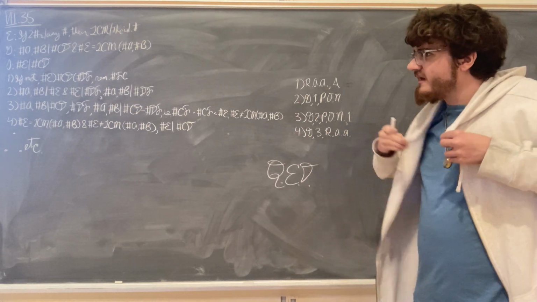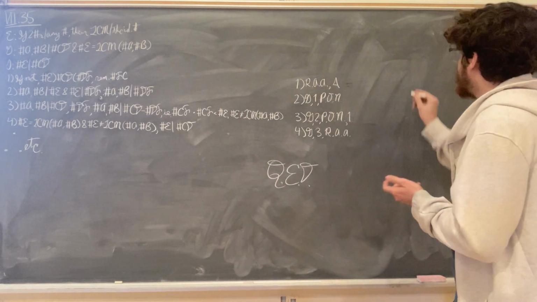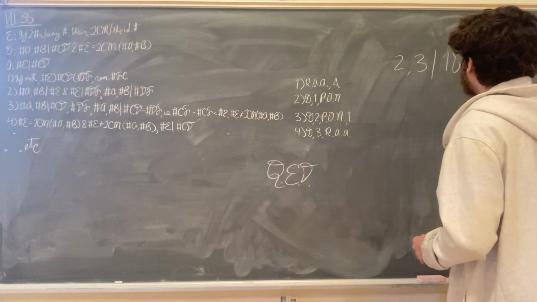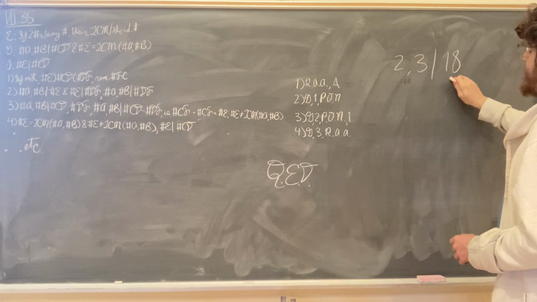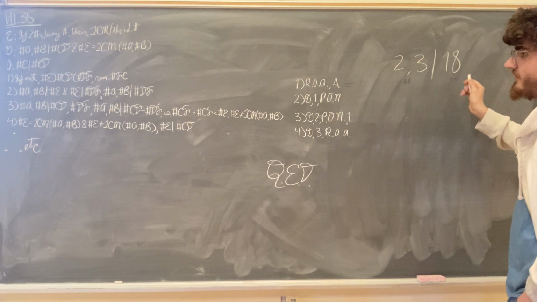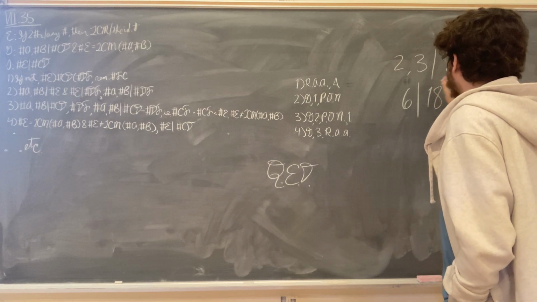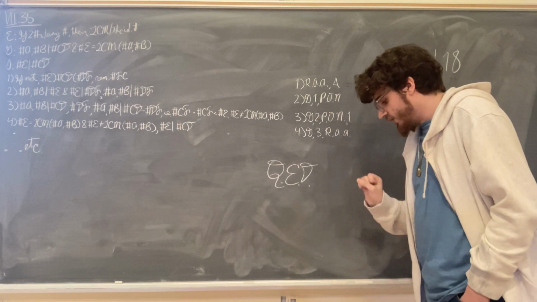QED. An example of what this would look like is, so 2 and 3 both measure 18. And what this proposition tells us is that their least common multiple will also measure 18. So what's the least common multiple of 2 and 3? Well, it's 6. So what this tells us is that 6 measures 18. And we can verify that this is true and see that this proposition holds.